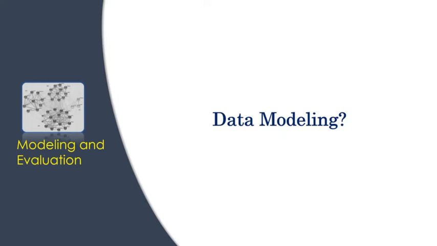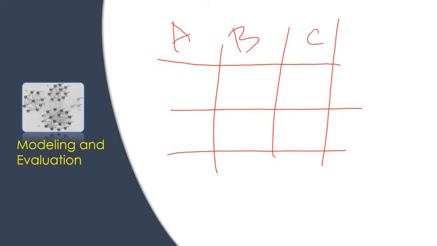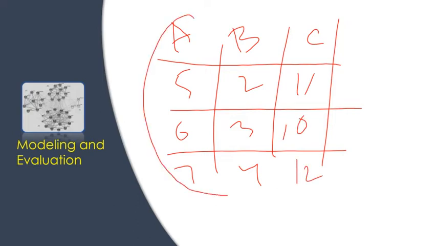So in today's class, we will be discussing data modeling and data evaluation. Okay, and we need to know why we need data modeling. Let's have a simple example. This is our data, meaning these are the columns, say A, B, C. Here are different numbers: 5, 6, 7, 2, 3, 4, 11, 10, 12. So, see, these are the data.